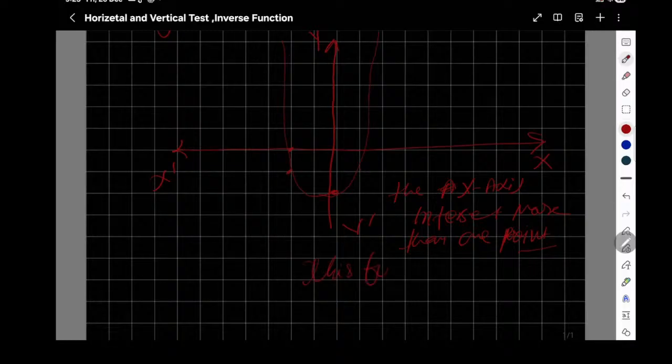This function is not one to one. Okay, one to one, you understand?